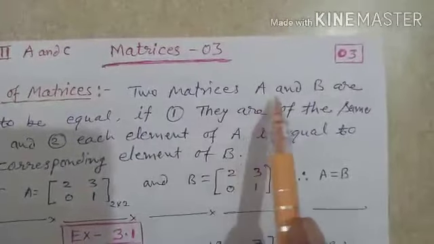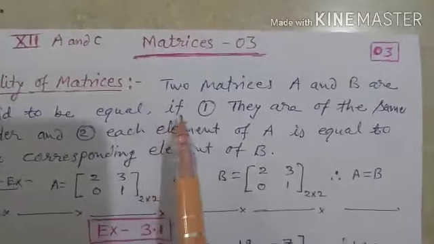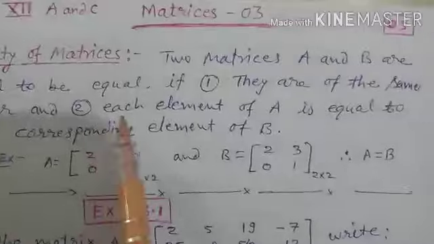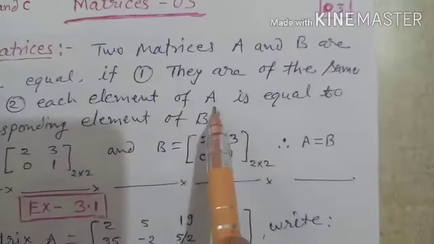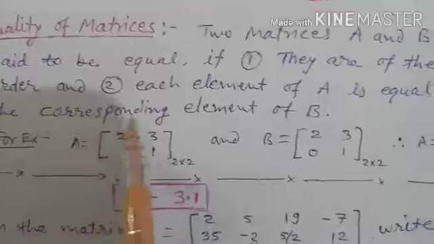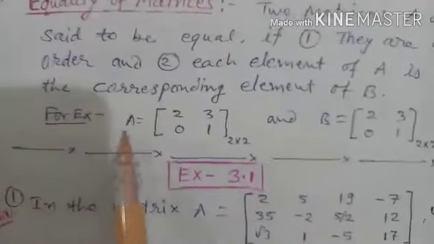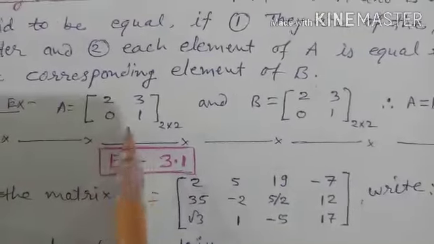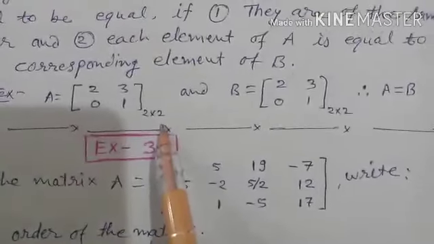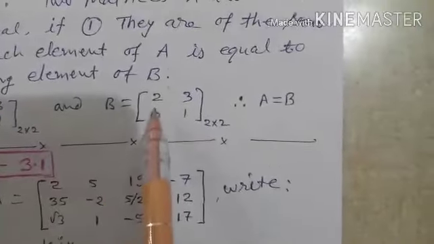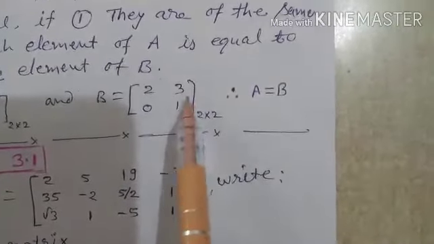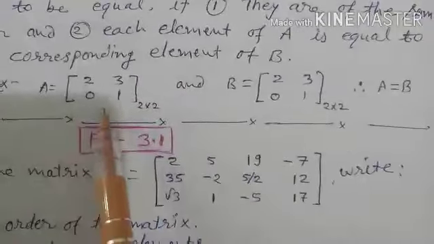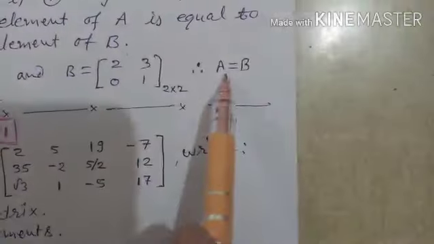If two matrices A and B are said to be equal, then case first, they are of the same order, and second, each element of matrix A is equal to the corresponding element of matrix B. For example, matrix A has first row 2 3 and second row 0 1. Order is 2 cross 2. Matrix B, once again, first row 2 3 and second row 0 and 1. Order is also the same. So both matrix A and B are known as equal matrices.